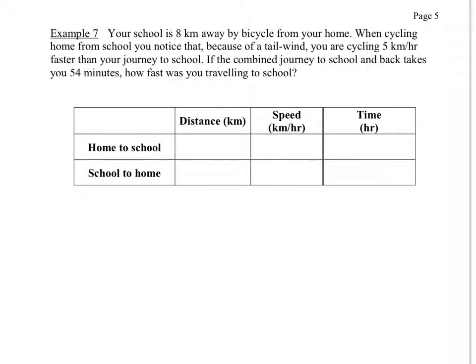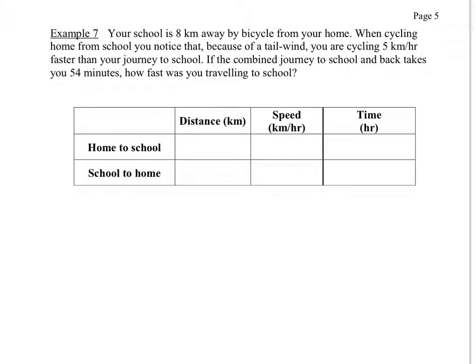In example 7, this is an example of a distance, time and speed problem. The information given is that your school is 8 kilometers away by bicycle from your home. When you cycle home from school, you go a little bit faster. You go 5 kilometers per hour more than you do when you go to school. And then the last piece of information is that the combined journey, that's to school and back, takes 54 minutes. And you're asked, how fast were you traveling to school?